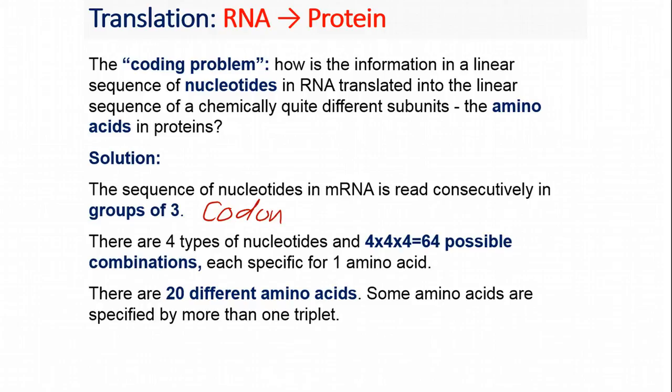We have 4 types of nucleotides, G, C, A, and U in our RNA, and that gives us 4 times 4 times 4 equals 64 possible combinations of our 3 nucleotides. Each one of these 3-letter combinations is specific for one amino acid. But we only have 20 different amino acids, so we have some redundancy here, which is to say that some amino acids are specified by more than one group of 3, or more than one codon. So, for instance, a specific amino acid will have several different codons that all code for it.